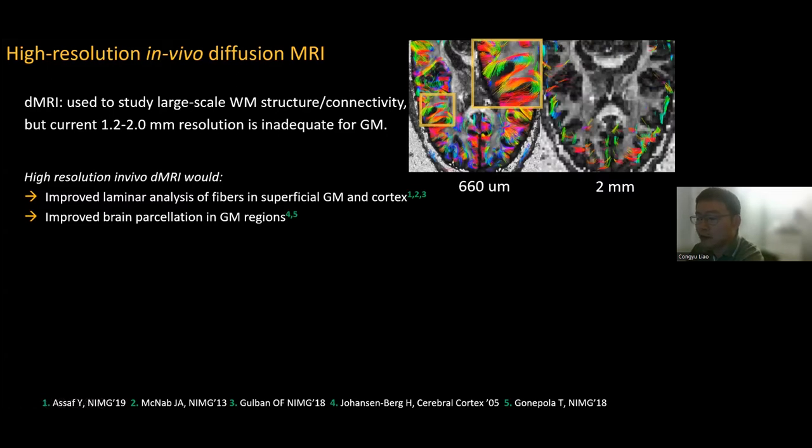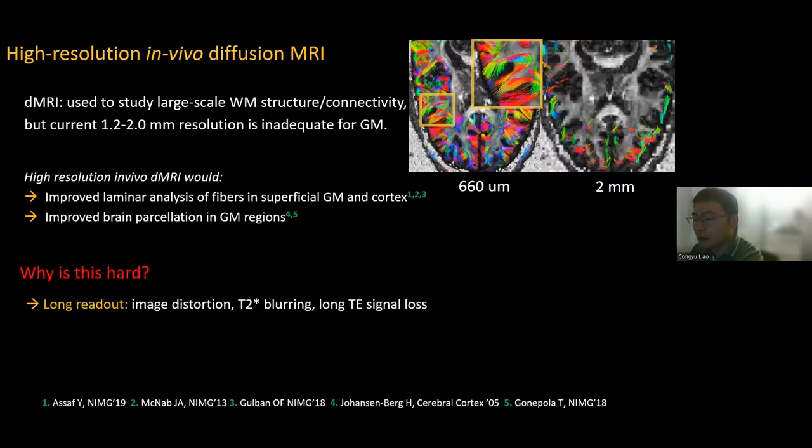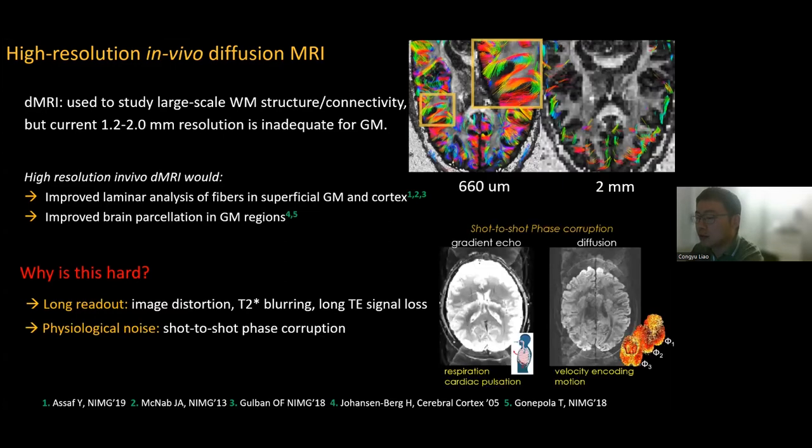However, high resolution in vivo diffusion MRI is hard to do for a couple of reasons. First, the readout of single shot EPI acquisition is long, which causes image distortion, tissue T2* blurring, and long TE signal loss. Second, multi-shot EPI is a promising approach for high-resolution diffusion MRI because it can shorten the long EPI readout with less distortion and blurring. However, due to the shot-to-shot phase variations, multi-shot EPI continues to be a challenge. Third, the SNR of high-resolution diffusion MRI is very low. So let's look at how we can tackle these issues in vivo diffusion acquisition.